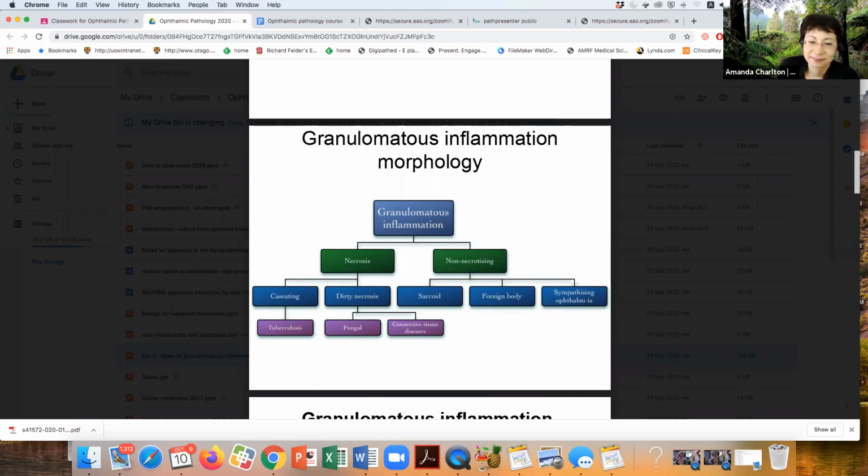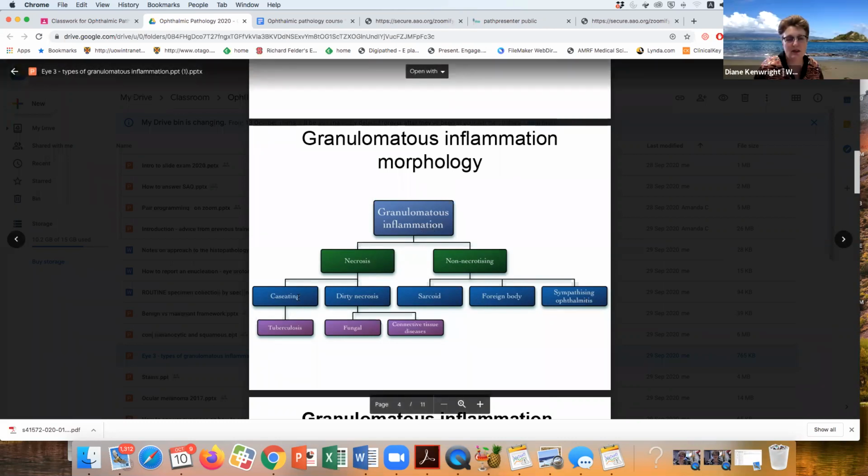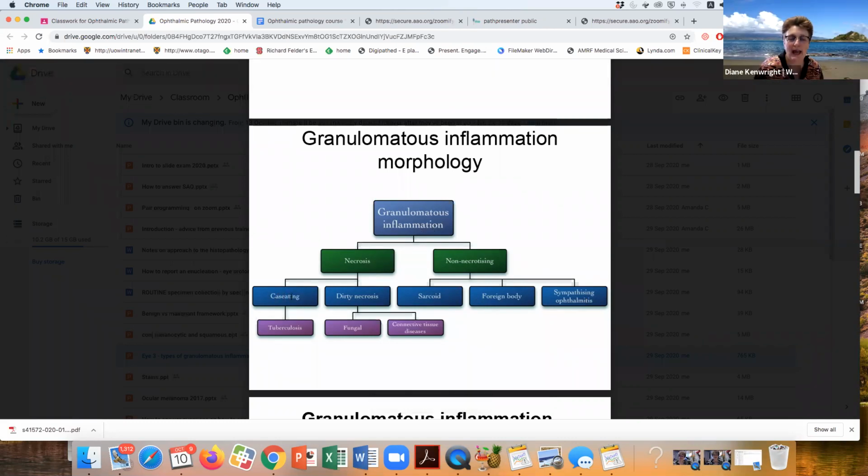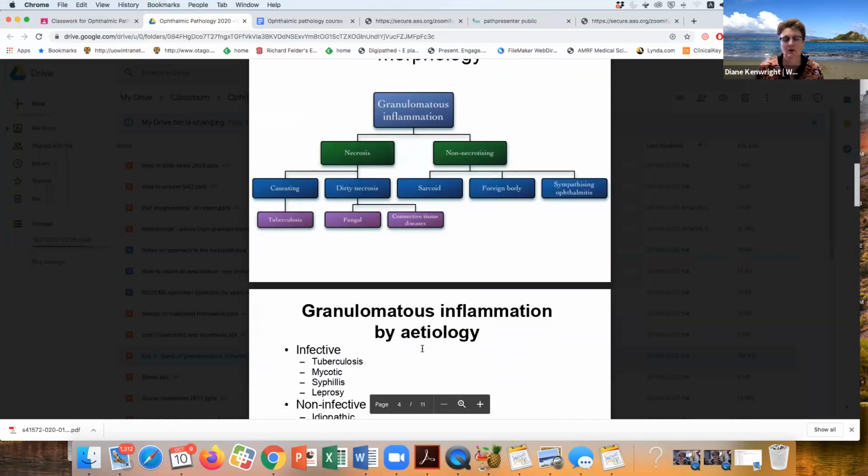For necrotizing, there are two kinds of necrosis. There's caseating, the typical TB-type necrosis, which is smooth and clean and maybe has some very shadowy cells in it, and that generally means TB. And then there's dirty necrosis, which is full of blue dots that are broken down cells. Dirty necrosis happens with fungal infections and connective tissue diseases.